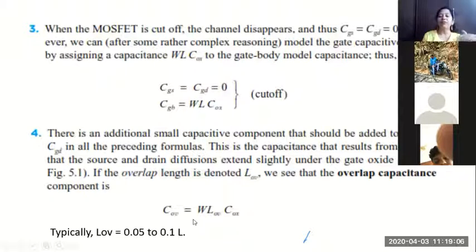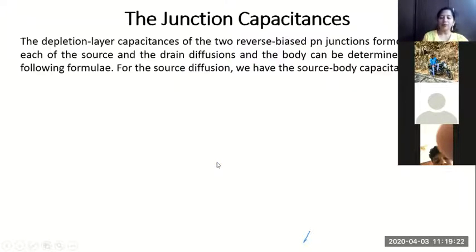It will be 5 to 10% of the actual length of the channel, as I showed you. So this overlap capacitance, as I told you, please remember, gets added to the gate to source as well as gate to drain capacitance. So let us see next the junction capacitances.